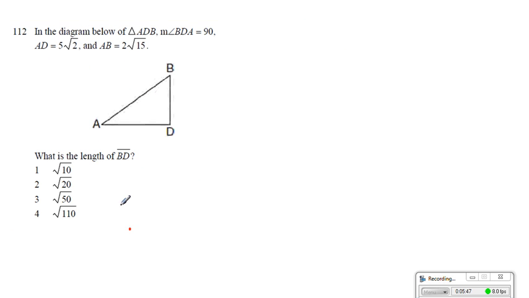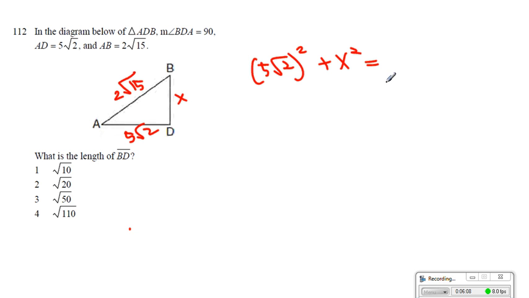Number 112. So here we have AD is equal to 5 radical 2, and AB is equal to 2 radical 15. And BD is our question mark, so we're going to put it as x. So what we can do is 5 square root of 2, to make sure you put the parentheses, otherwise we tend to forget and then get confused, squared plus x squared is equal to 2 square root of 15 squared.